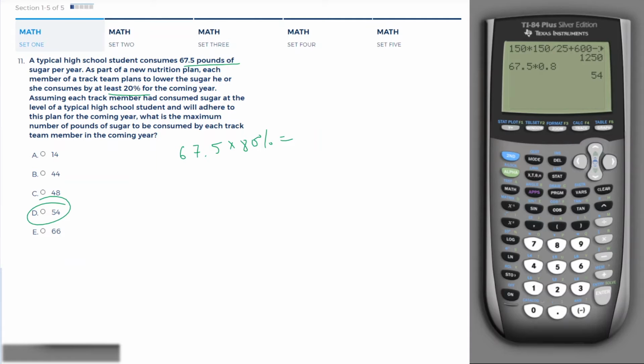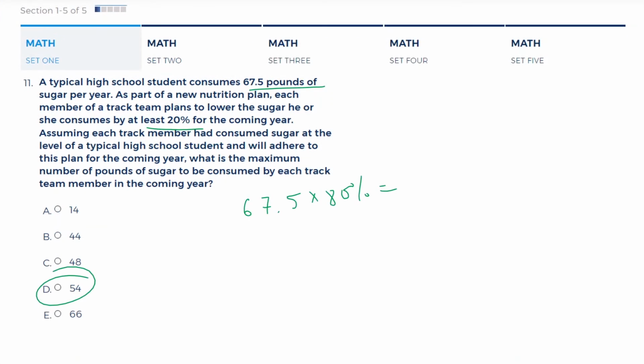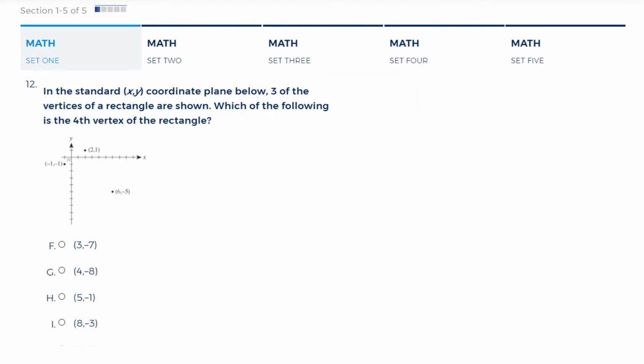Alright, switching screens again. That takes some time. Next. In the standard xy coordinate plane, which of the following is the fourth vertex? Okay, so there's a trick here actually. So let's analyze these. These go 2 down and 3 to the left. So we have to do the same thing. 2 down is going to be negative 7. 3 to the left is going to be 3. So 3 comma negative 7.